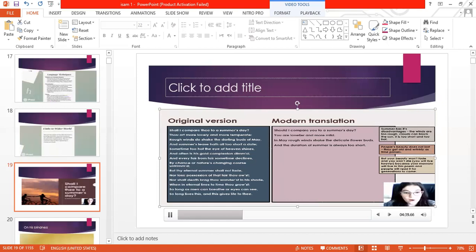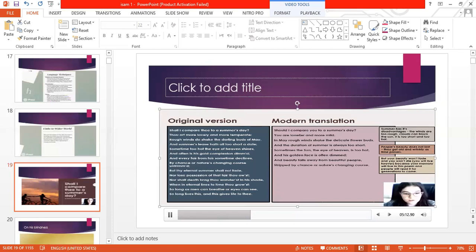Sometime too hot the eye of heaven shines. Sometimes the sun, the eye of heaven, is too hot. And often his gold complexion dimmed, and the sun's golden face is often dimmed. And every fair from fair sometime declines, and beauty falls away from beautiful people, stripped by chance or nature's changing course.